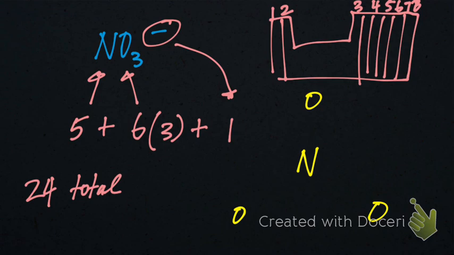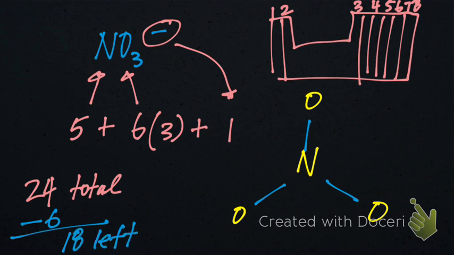And then what's next? Single bond, single bond, single bond, yeah? So 24 minus 6, okay? This means that I have 18 left. I have 18 left. And what should I do with the 18?